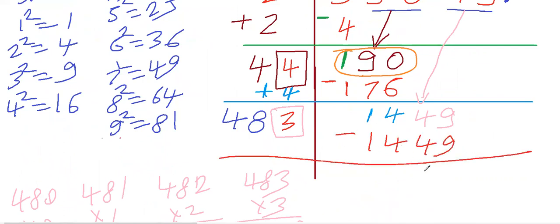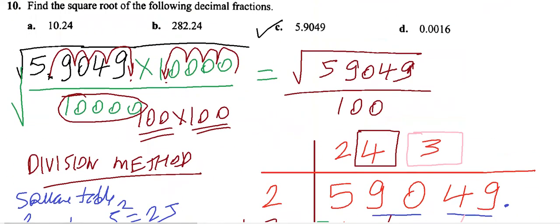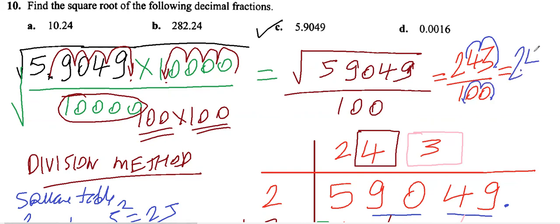So when you subtract, you will get 0. So what is the square root of 59049? The square root of 59049 is 243 divided by 100. So what is the answer? The decimal point is here. Here decimal point is here. So answer is 2.43. This is the answer. Got it or not?